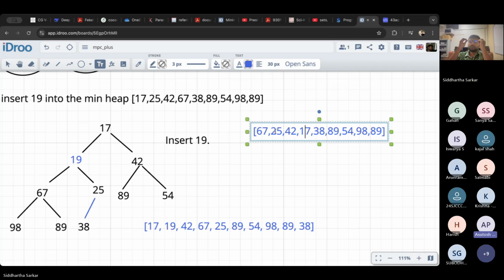Okay. That means in every starting position, the min should be first. Yes. In min heap cases, the smallest element should come first, and in max heap cases, the maximum element should come first. Okay. Thank you. Any other questions?